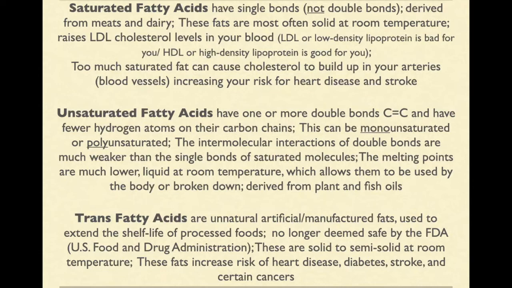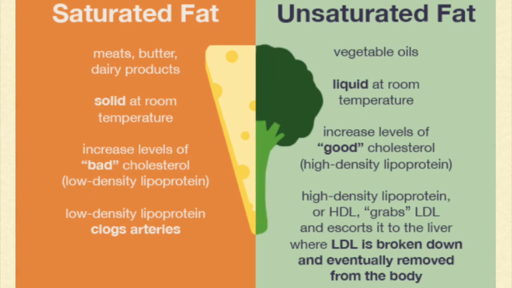Now, the best one, or the one that you're encouraged to eat the most, is unsaturated fat. Unsaturated fats are basically monounsaturated fats and polyunsaturated fats. Remember, mono just means one, and poly means many, so it's larger. Unsaturated fats are primarily going to have one or more double bonds between those carbons. And so basically you have fewer hydrogen atoms on their carbon chains. The key here is that these double bonds are weaker than the single bonds.